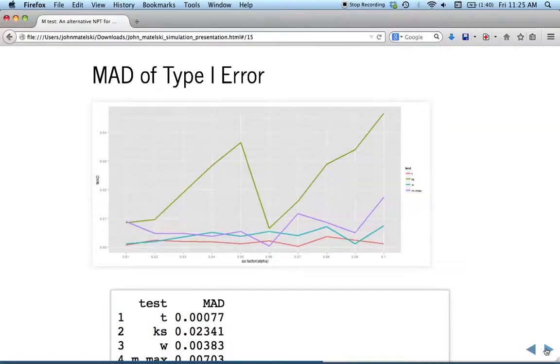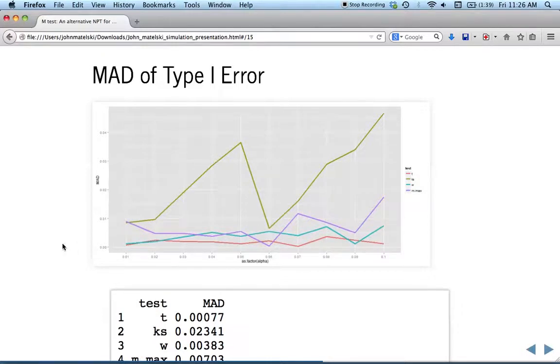So now I'm looking at the mean. This is the result of the first simulation. It's this table and this graph. That's really it. What's happening here is I'm looking at the mean absolute deviation of the empirical type 1 error rate, and I'm varying alpha along the x-axis, basically from 0.01 to 0.1 by 0.01. So basically I did 10 separate simulations of 10,000 replicates.